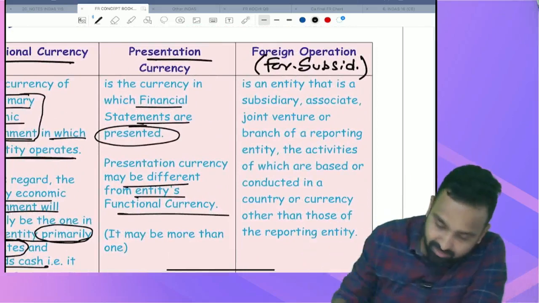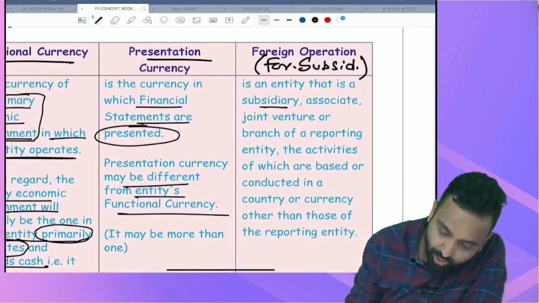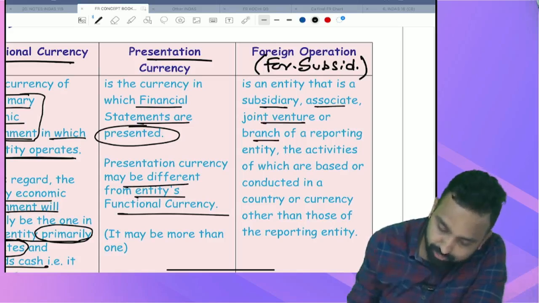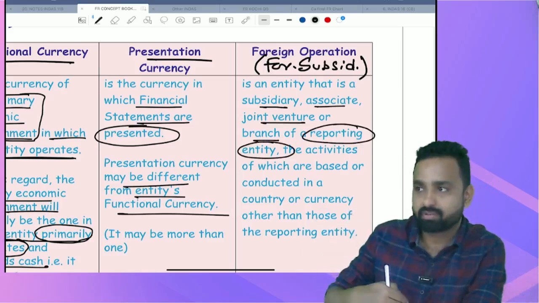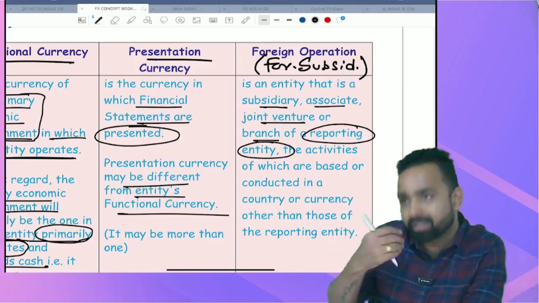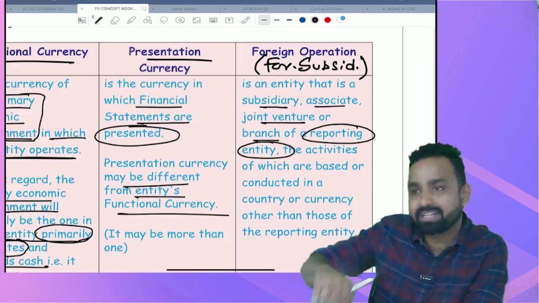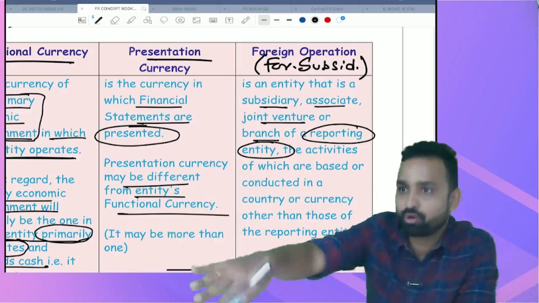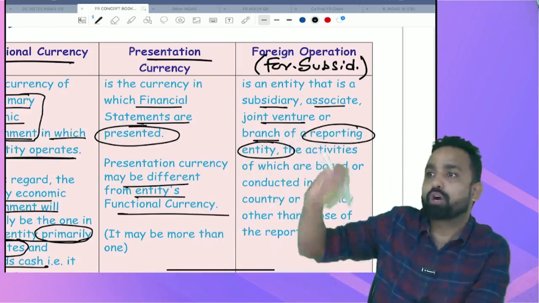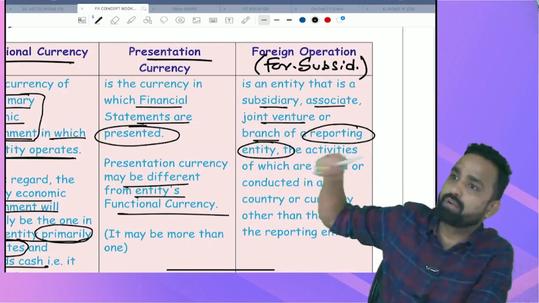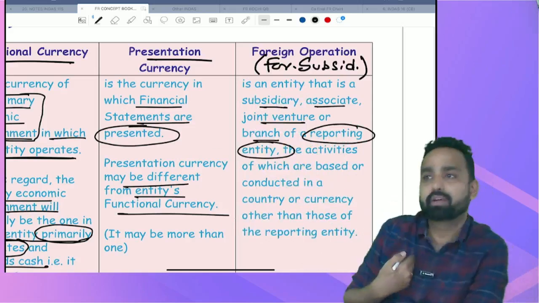An entity that is either a subsidiary or associate of the reporting entity. Reporting entity means one who is following Ind AS, who is preparing the financial statements as per Ind AS. Now the reporting entity's subsidiary is a foreign entity. If it is foreign, then it becomes a foreign operation. So a foreign operation could be a foreign branch, foreign associate, foreign JV, or foreign subsidiary of my company.